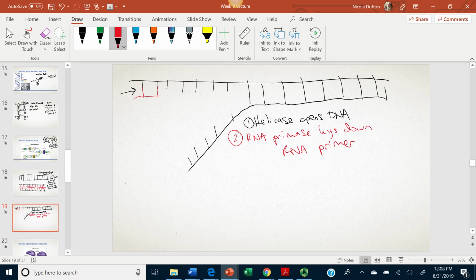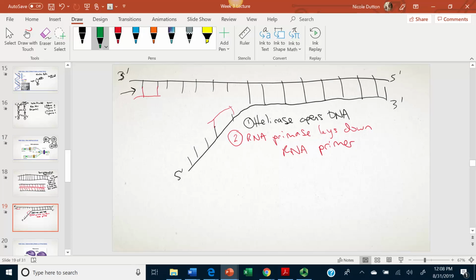And DNA can only be replicated in a particular direction. So since our strands run in the 3' to 5' direction on the top, and they run in opposite directions on the bottom, we actually have to synthesize this strand in this direction, and the bottom strand has to be made backwards. So we're going to lay our RNA primer in this direction.